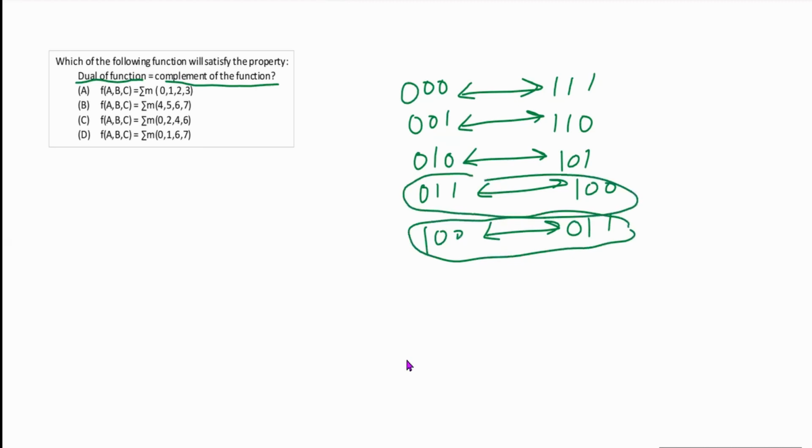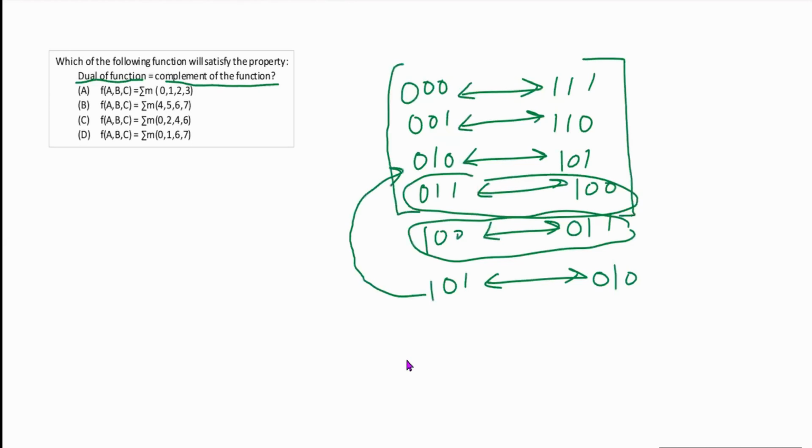If you do the next bit also, if you convert this, you will get 0 1 0, and this is nothing but this one. So basically we have these numbers. If you have 0, 1, 2 and 3, the dual of these will be 7, 6, 5 and 4.